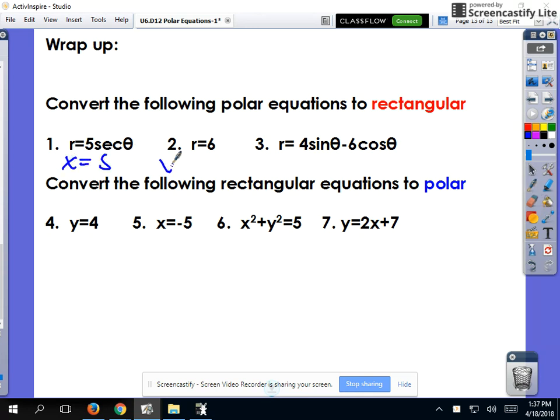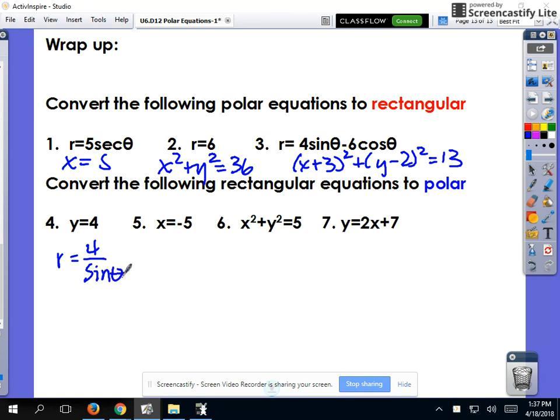x equals 5. x squared plus y squared equals 36. Number 3, (x plus 3) squared plus (y minus 2) squared equals 13. For number 4, r equals 4 over sine theta. Oh, which is cosecant. I should have put that. Number 5, r equals negative 5 secant theta. And number 6, r equals the root 5.